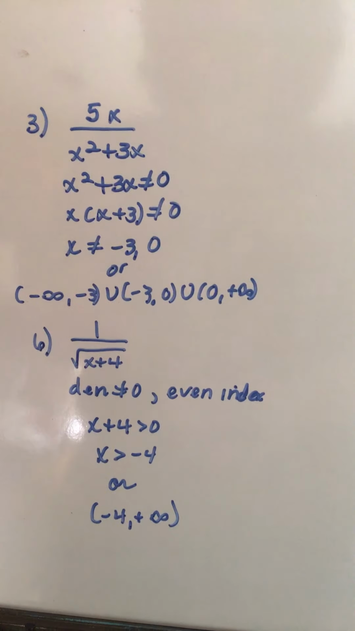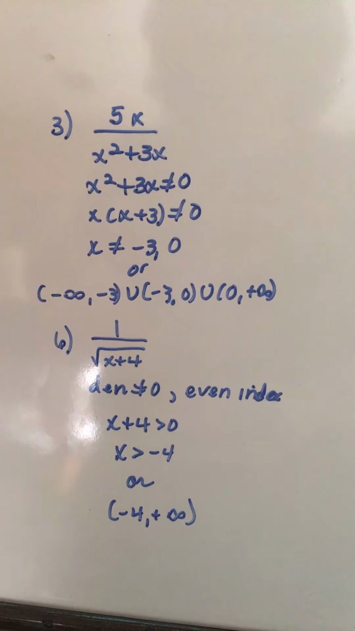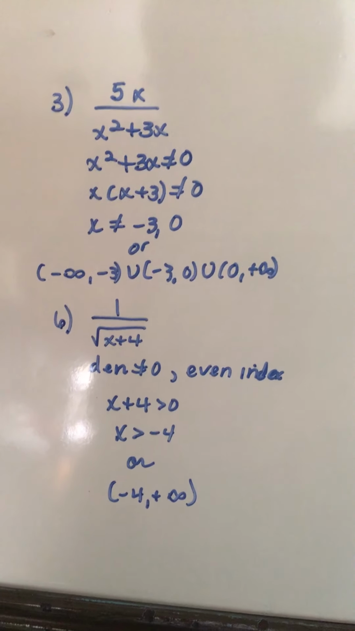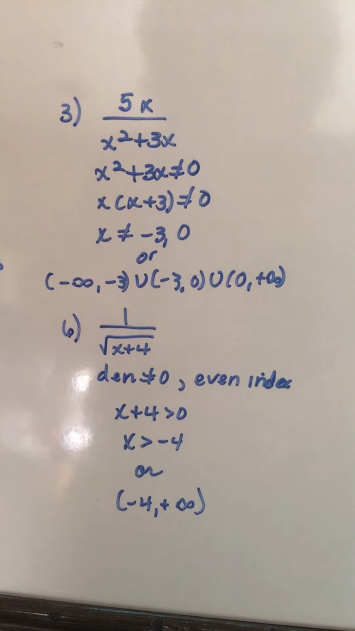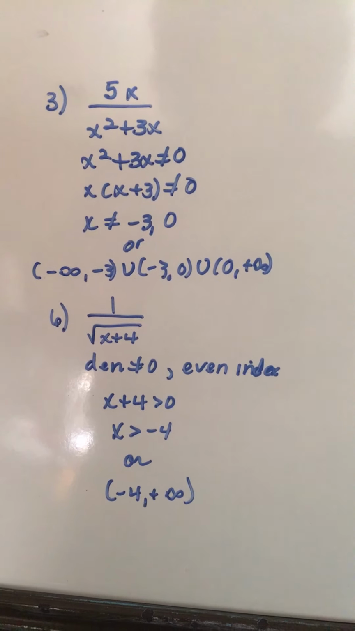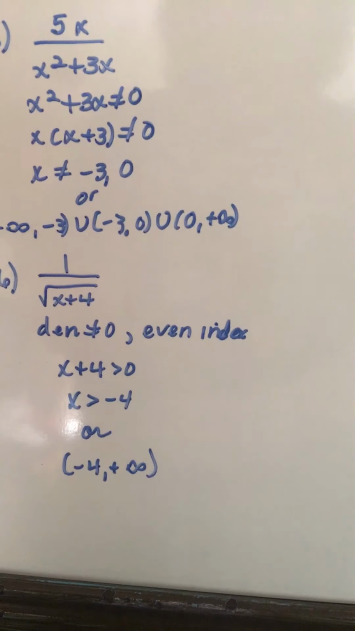The next problem, well, not only do I have an even index, because of the square root, but I also have a denominator, which means I cannot be negative or 0. So x plus 4 must be greater than 0. So x is greater than -4, and I can write it in either form.